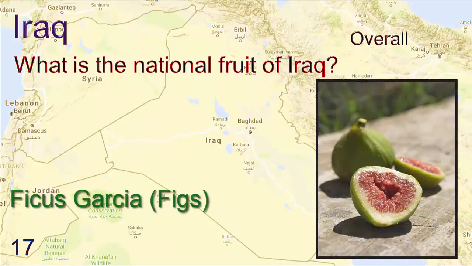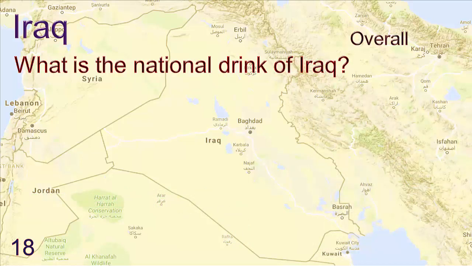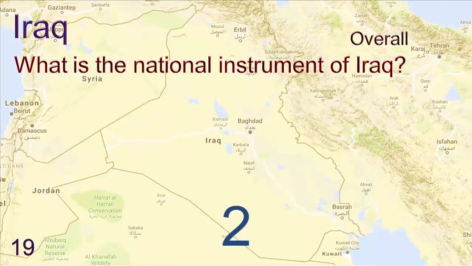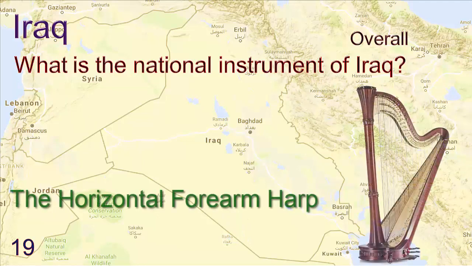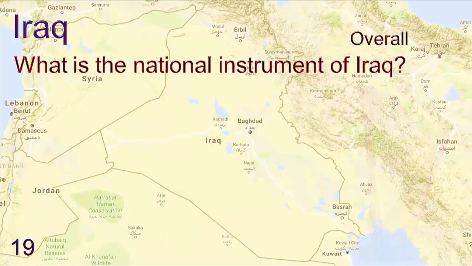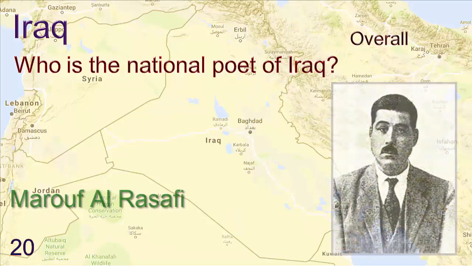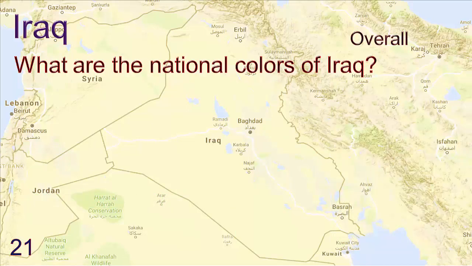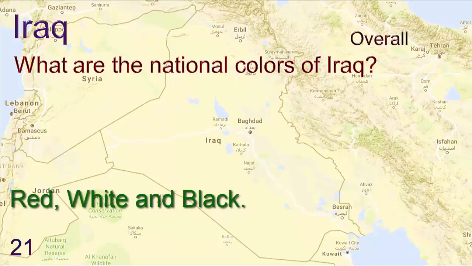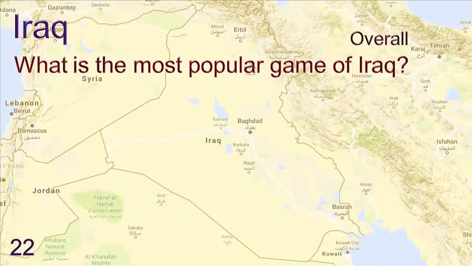What is the national fruit of Iraq? Answer is ficus carica. What is the national drink of Iraq? Coffee. What is the national instrument of Iraq? The horizontal forearm harp. What is the national poet of Iraq? Maruf al-Rasafi. What is the national color of Iraq? Red, white and black.